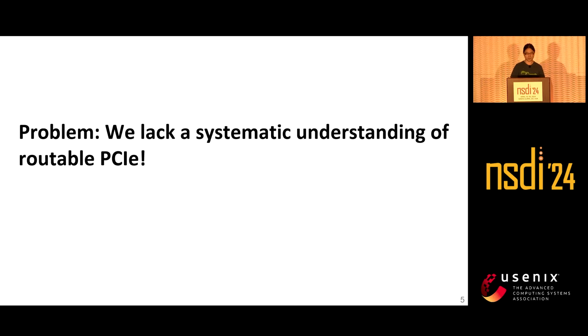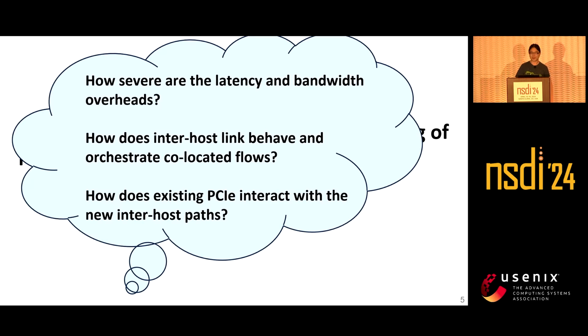Given that Routable PCIe has become an important underlying interconnect for composable infrastructures, it's important for us to understand its limitations and capabilities. However, we are lacking a systematic understanding of it. There are many questions unanswered. For example, as Routable PCIe introduces extra hops, what are the latency and bandwidth overheads? How does the inter-host link behave and orchestrate co-located flows? Also, how does existing PCIe traffic interact with the new inter-host paths?